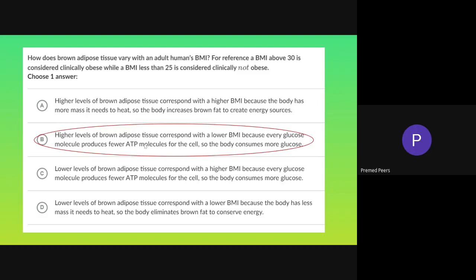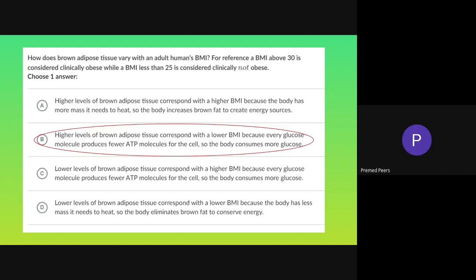When it says vary in this situation, it just means that higher levels of brown adipose tissue go with lower BMI. Again, it ties back to the fact that a person with higher levels of brown adipose tissue has more cells with that uncoupling protein. So they're going to need to burn more glucose to get the same amount of energy. Instead of 3 glucose for 106 ATP, they need 6 glucose for 106 ATP. They burn through a lot more glucose, and because of that, they have a lower BMI, theoretically, is what this is saying.